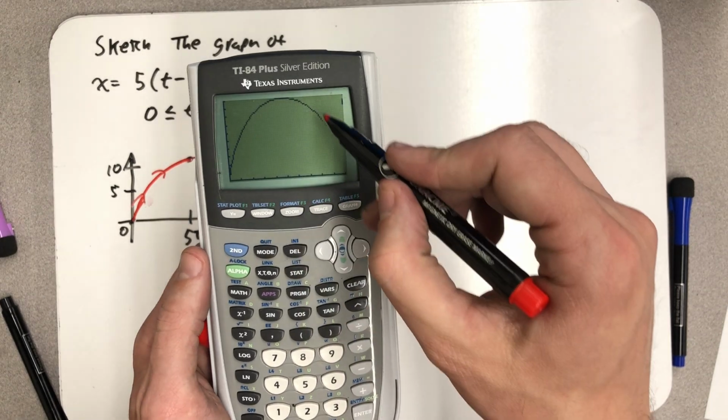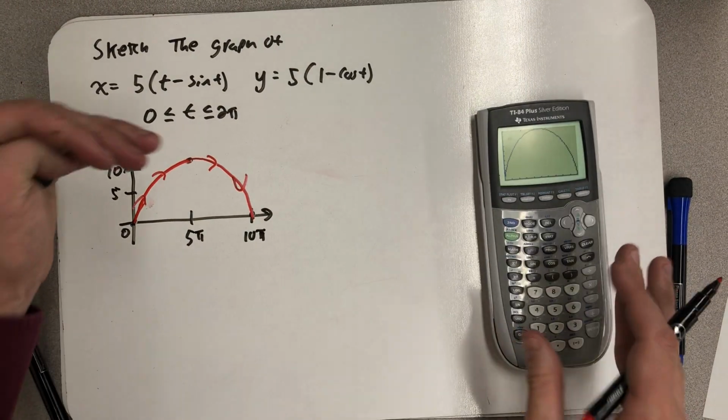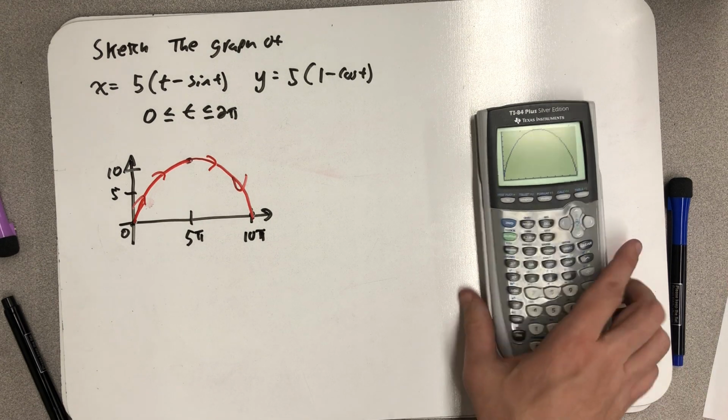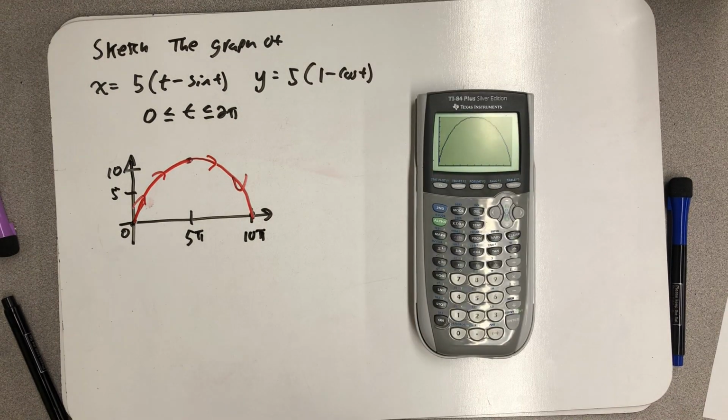But see, it's tracing it out in the increasing order of t, so I even know the orientation. Of course, if I was concerned about that, I could actually plug in some values of t and see that as well. But there I have it. That's how we can use our graphing calculators to get a very good sketch of a parametrically defined plane curve.